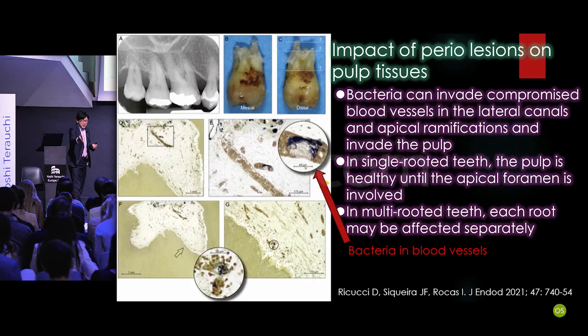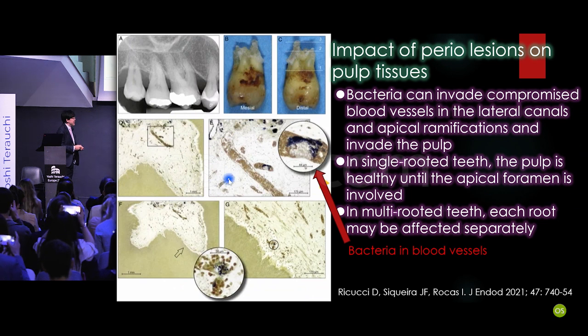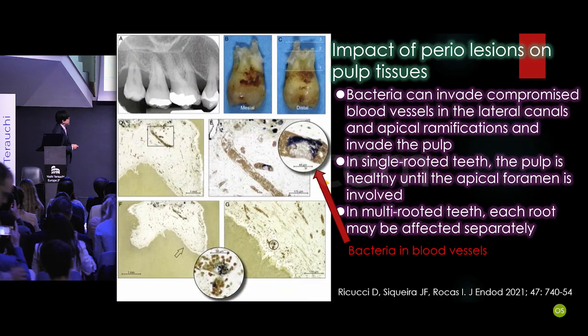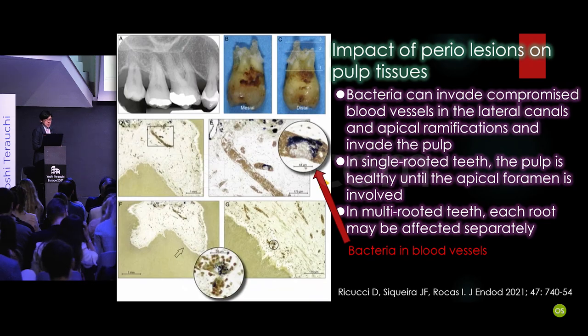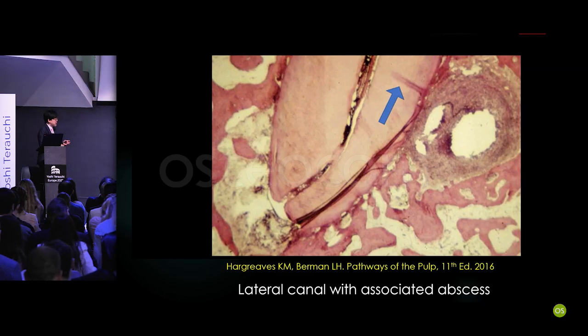So my friend Rikuchi showed that the pulp tissue can be necrotized by way of infection from the lateral canal or apical bifurcations. You see, bacteria can invade compromised blood vessels in the lateral canals and apical ramifications, and the pulp can be necrotized because of that. So sometimes you find the pulp tissues completely necrotic because of the lateral canal and the apical ramifications.